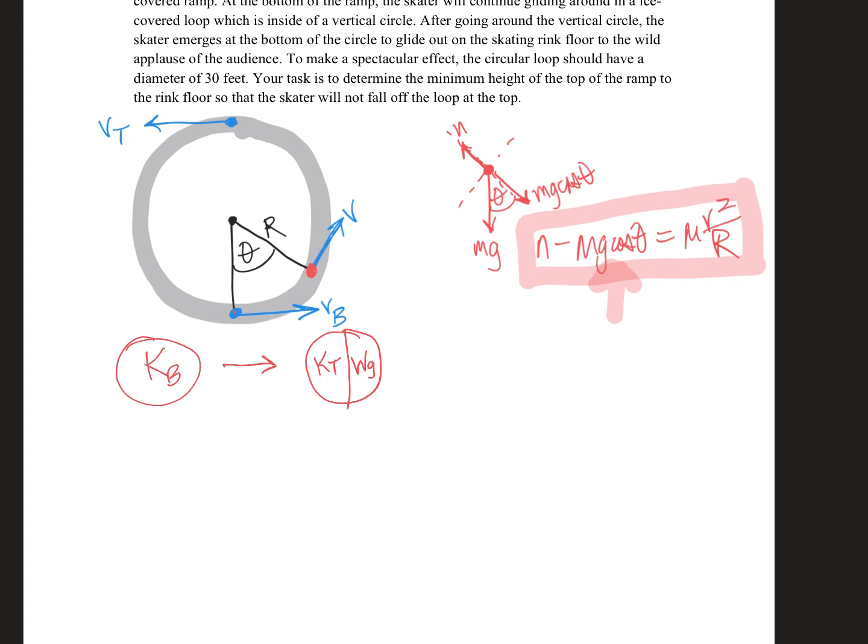Good question. So that means 1/2 mass times speed at the bottom squared is going to equal 1/2 mass times speed at the top squared, which this VT, by the way, oh, I want a different color.